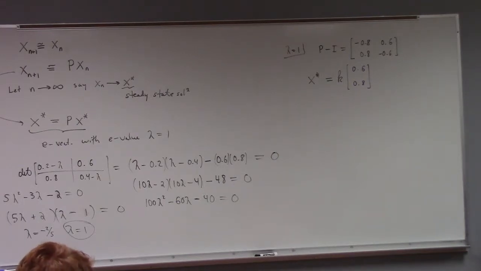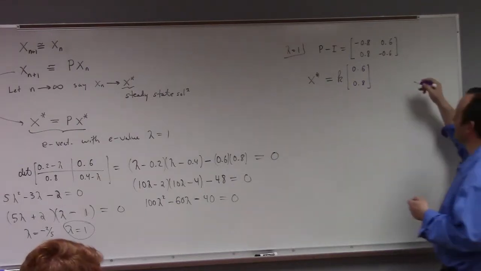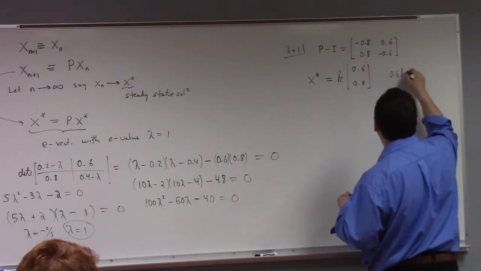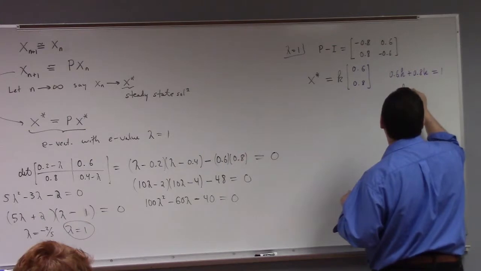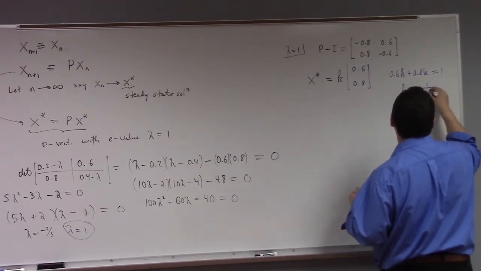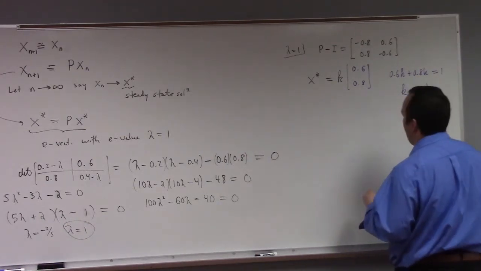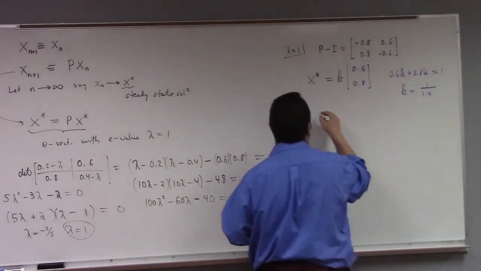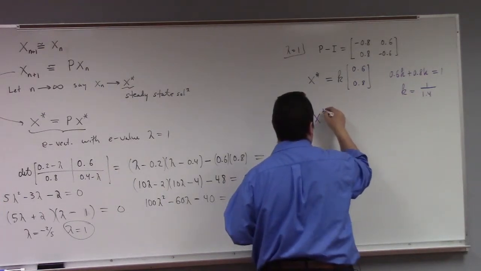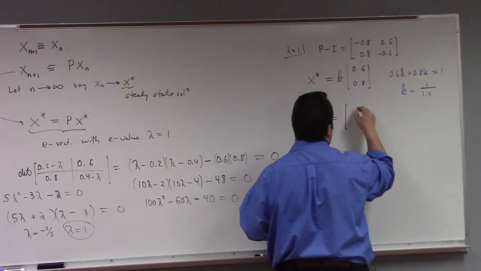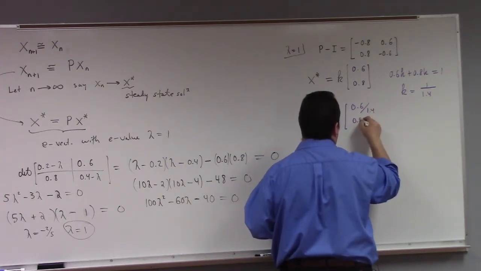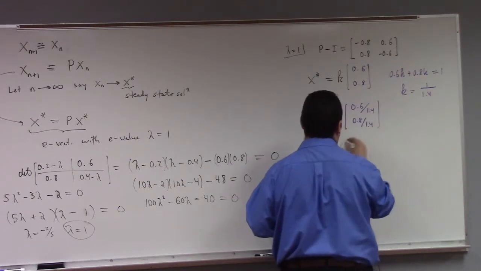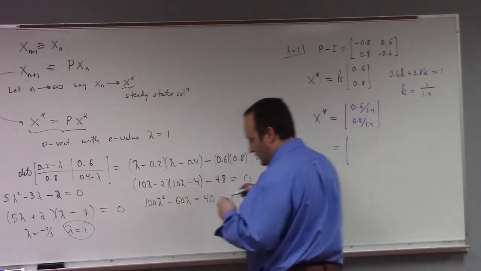That's the interpretation, right? So I need 0.6k plus 0.8k equals 1. What's my k? One over 1.4. So the steady state for this problem is 0.6 over 1.4 and 0.8 over 1.4, which, let's do the math here since we've done this much. What do we got?